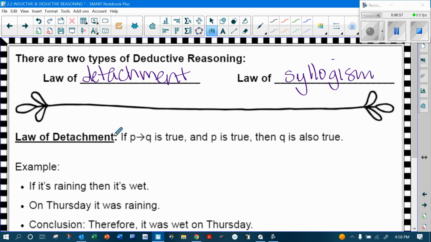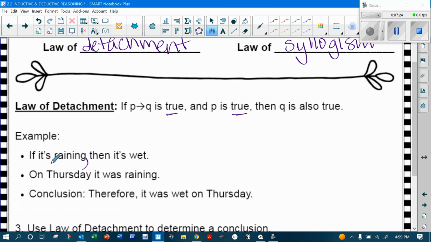All right. The law of detachment states, if P, then Q is true, and P is true. So if my hypothesis is true, then my conclusion will also be true. For example, if it is raining, if that is a true statement, then it's wet. On Thursday, it was raining. The conclusion, therefore, it was wet on Thursday. So if P, then Q, this is a true statement.